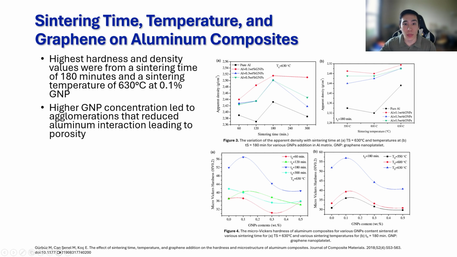While the initial GMP inclusions increased the desired properties of the composite, further increases led to agglomerations that reduced the ability of the aluminum to interact with the graphene, leading to porosity, weakening the material.